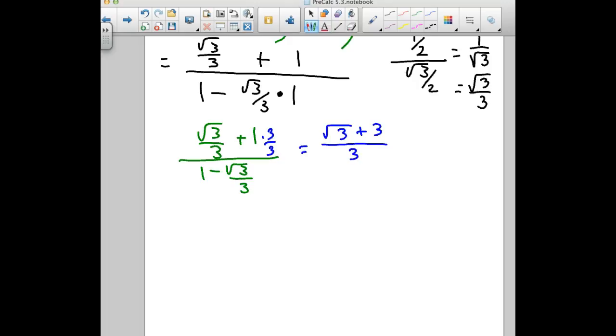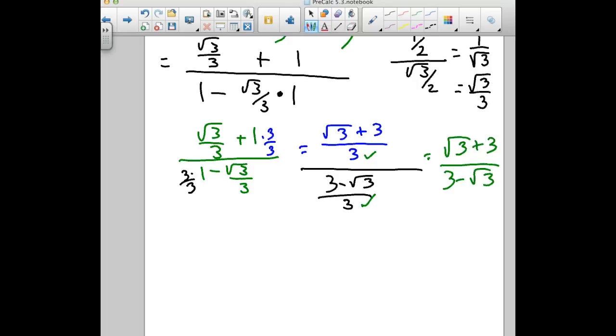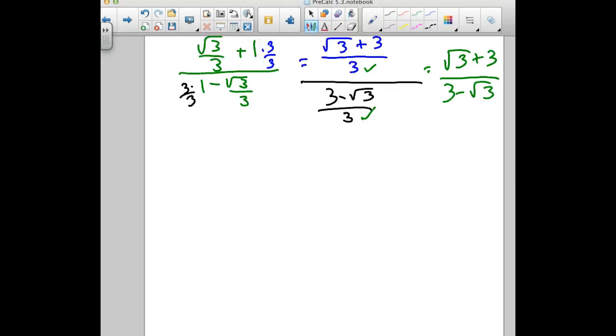For the bottom part, if I multiply this one by 3 over 3, I end up with 3 minus root 3 all over a plain 3. And then to divide, we multiply by the reciprocal, which means this 3 here and this 3 here are going to cancel. So we end up with root 3 plus 3 over 3 minus root 3. And then again, we would have to rationalize that like we did in the last problem.